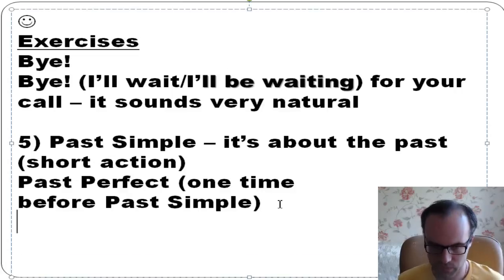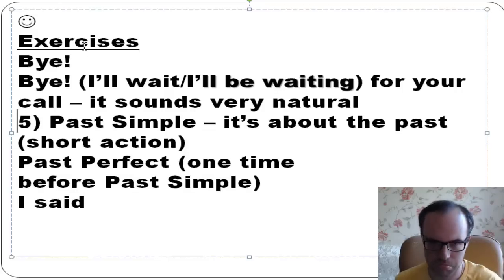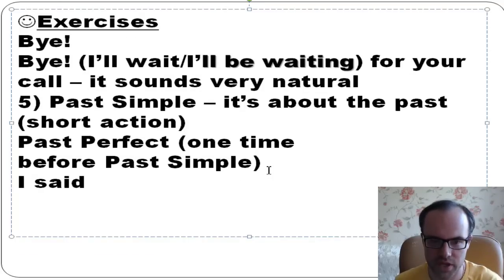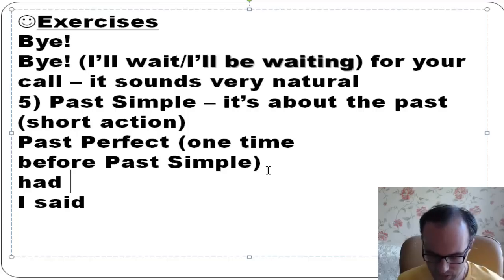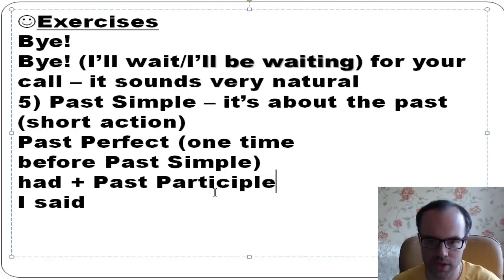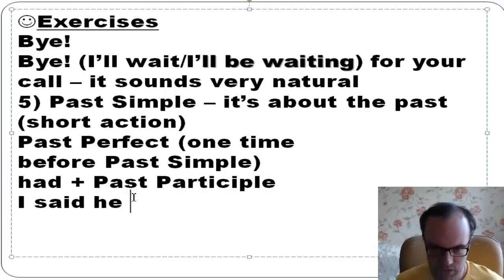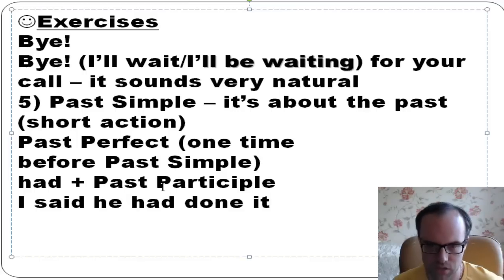Look, for example, I said... so it's past simple. Yeah, and what is past perfect? It's had plus past participle, or plus the third form. I said he had done it.